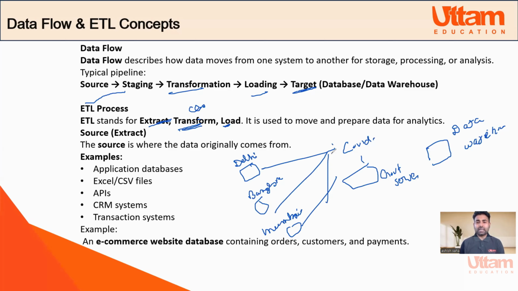Data flow describes how my data is moved from one system to another for storage, processing, or analysis purposes. The typical pipeline of data flow is source, then staging, then transformation, then loading, and then the target. Suppose you work in some company and want to analyze a sales data set. You can go to the database server, download that, and use it for analysis. Generally, that is a flow.